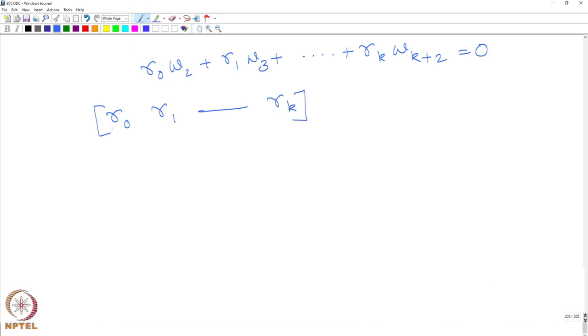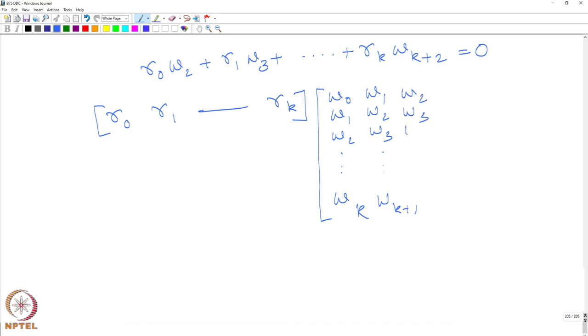What we are essentially showing is that this vector R0 R1 dot dot dot up to Rk, this row vector, is orthogonal to W1 W2 dot dot dot up to Wk. It is also orthogonal to this, and also orthogonal to this. What is this? This is nothing but the Hankel matrix of order k.